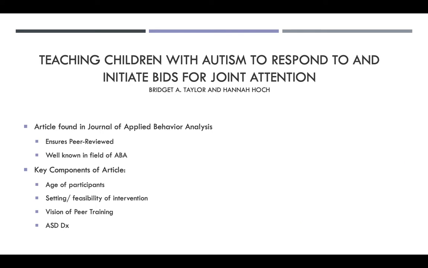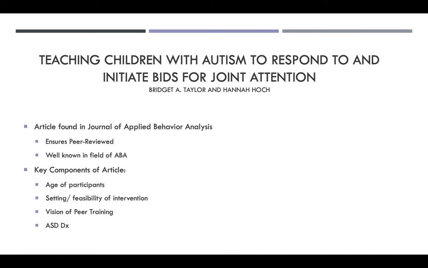So in the article chosen, I chose Teaching Children with Autism to Respond to and Initiate Bids for Joint Attention, and this was by Taylor and Hoch in 2008. The article was found in the Journal of Applied Behavior Analysis, or JABA, and this is just a journal that I really like to look for interventions because it ensures that they're peer-reviewed and it is a well-known journal in the field of ABA, considering it's the Journal of ABA. The key components of the article that I was looking for were for my particular client.